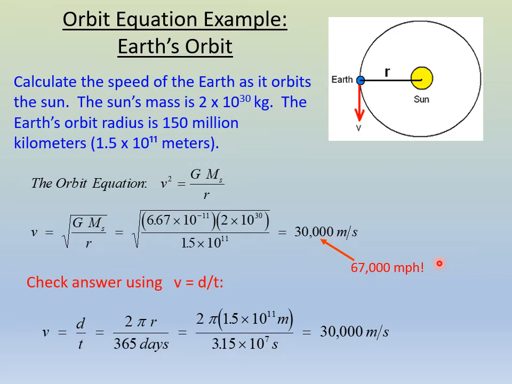It's kind of interesting to think about that right now. As you sit there at your desk or table, we are actually traveling through our solar system at 67,000 miles per hour. This answer can be checked using some methods that we learned in the previous chapter on uniform circular motion. The speed of an object is equal to the circumference of the circle divided by the time, or the period. Converting all the units, it checks to give us the same answer of 30,000 meters per second.